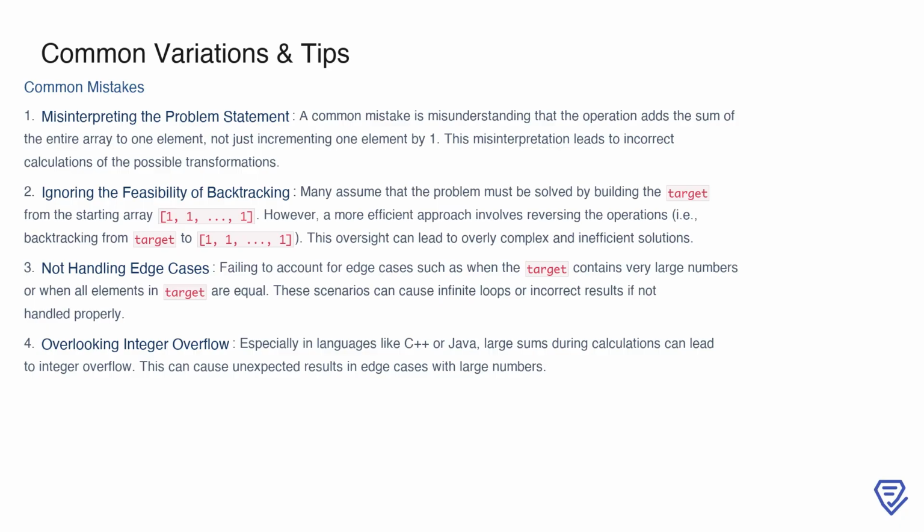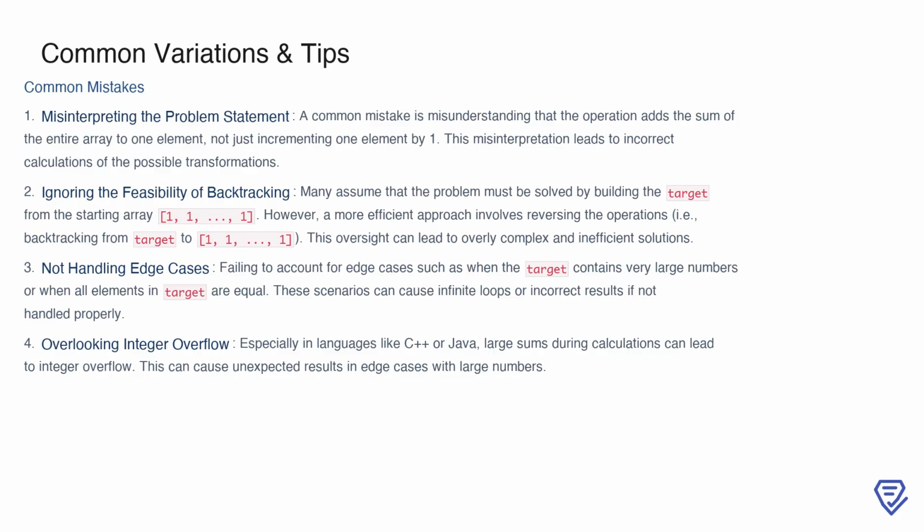While this forward approach seems intuitive, it's often inefficient. Instead, a better strategy is to reverse the process and work backward from the target array to 1, 1, 1. Additionally, edge cases can catch you off guard. For instance, when the target contains very large numbers or when all elements are the same, failing to account for these scenarios can cause infinite loops or incorrect results.